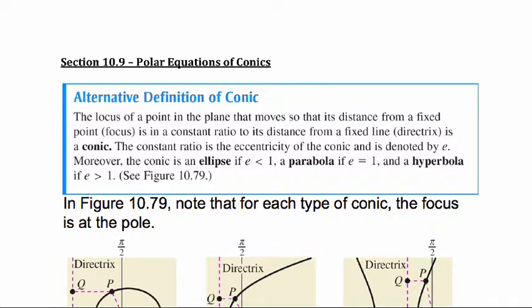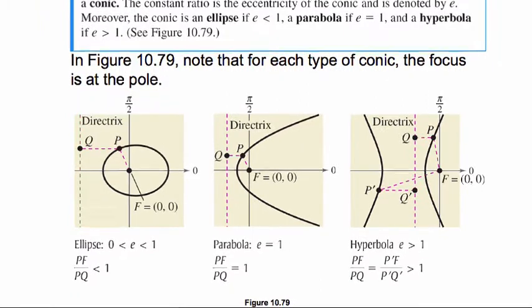The locus of a point in the plane that moves so that its distance from a fixed point, that focus we've talked about, is a constant ratio to its distance from the fixed line, a directrix, is a conic. This constant ratio is the eccentricity of the conic and is denoted by the letter E. Moreover, the conic is an ellipse if E is less than 1, it's a parabola if E is equal to 1, and a hyperbola if E is greater than 1. Here is what that means more specifically.